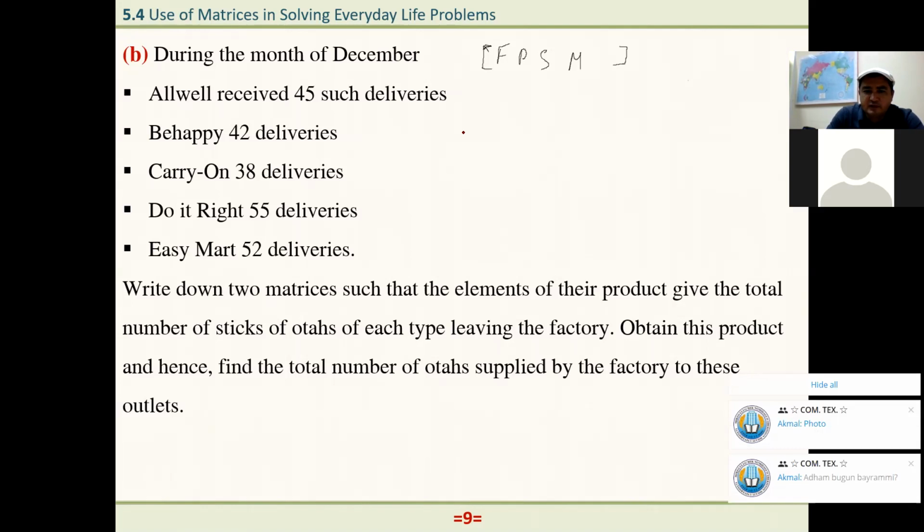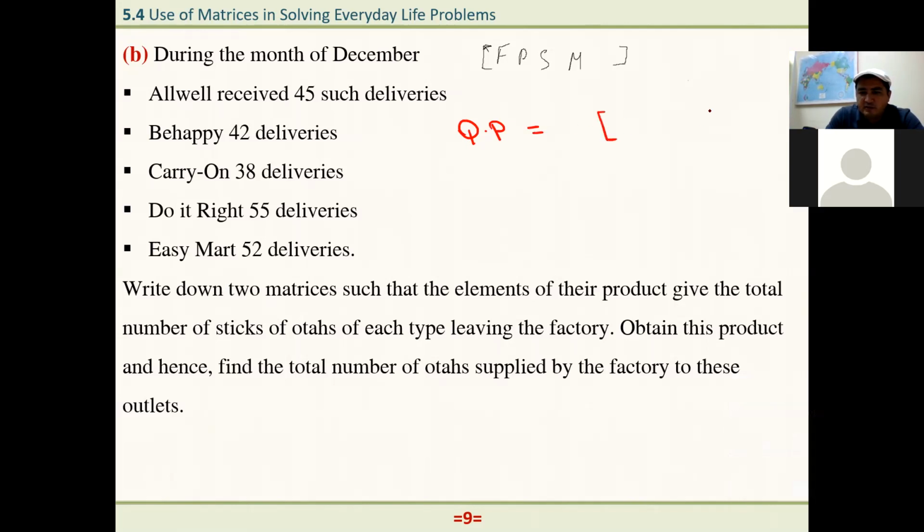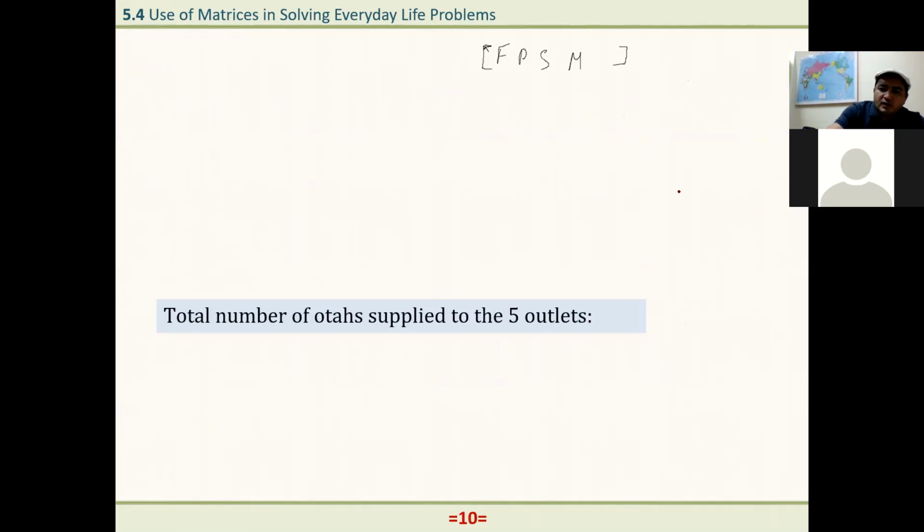Only. Let's say that one is Q times P. Your P is the one above: number of fish, number of prawn, number of squid, and mix, right? And how many such deliveries did we make in December? 45, right? So we need to write 45 here. If we multiply by 45, this one we order 45 times. In a similar way, we have this kind of matrix, the first outlet, second outlet, third, fourth, and fifth, right? So that's what we are asking here.